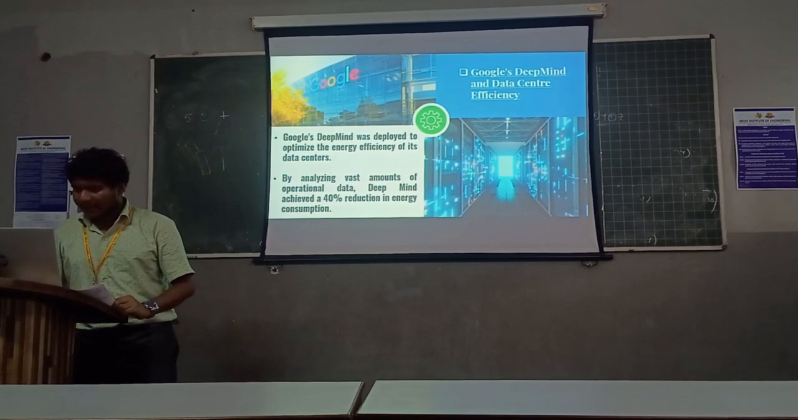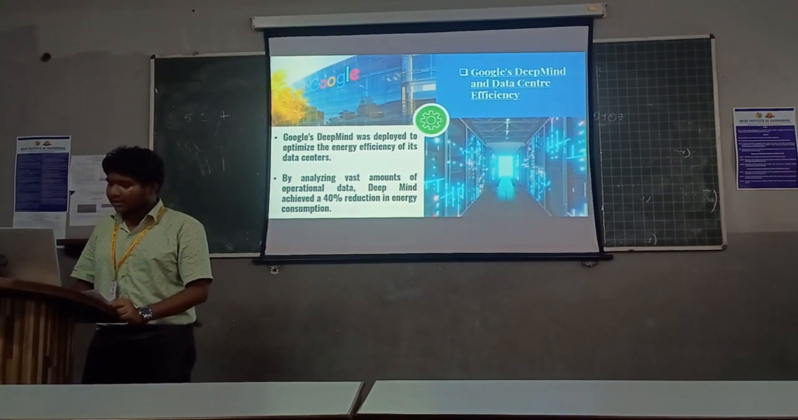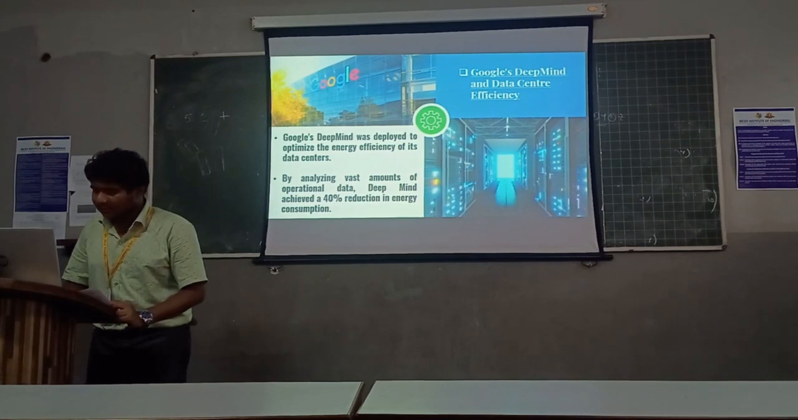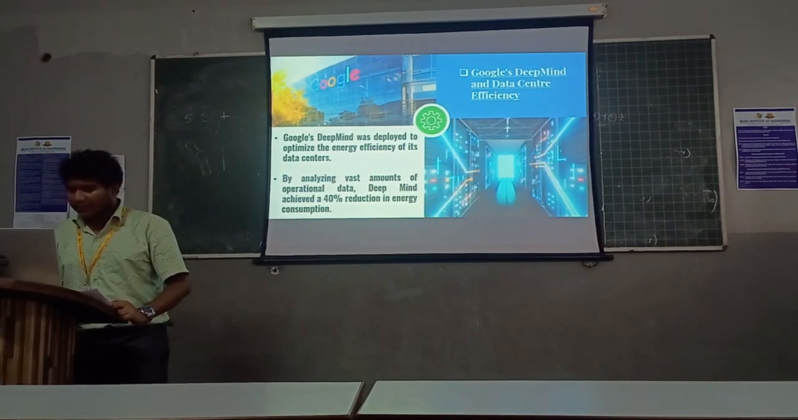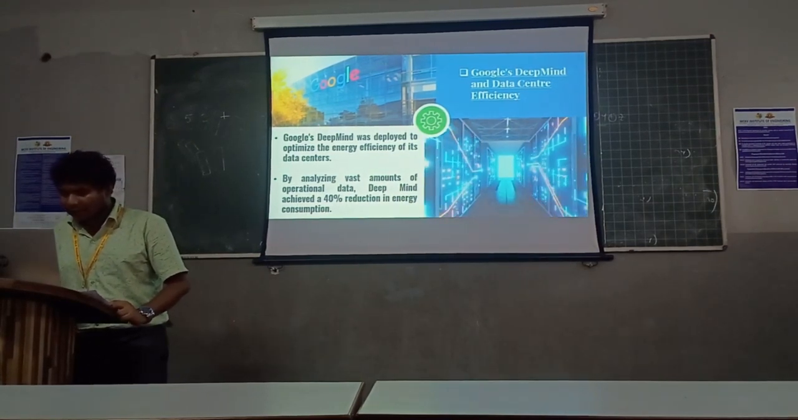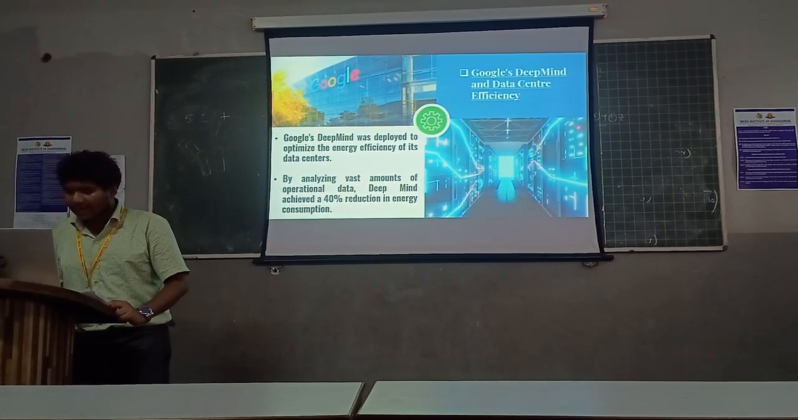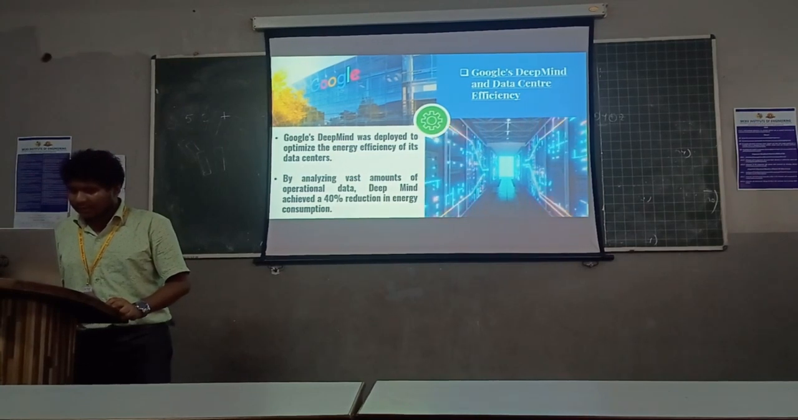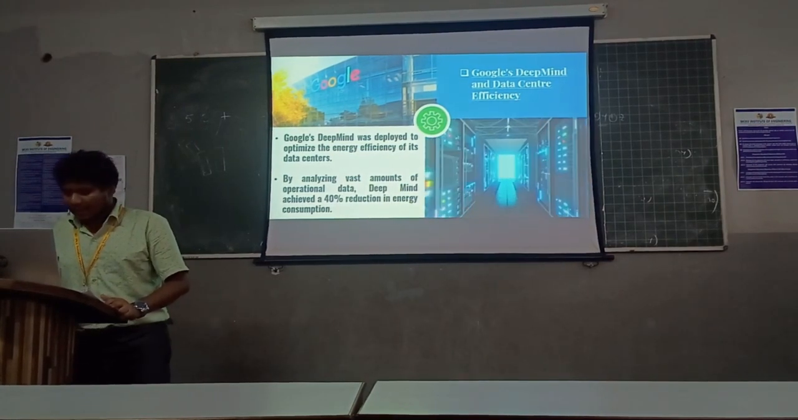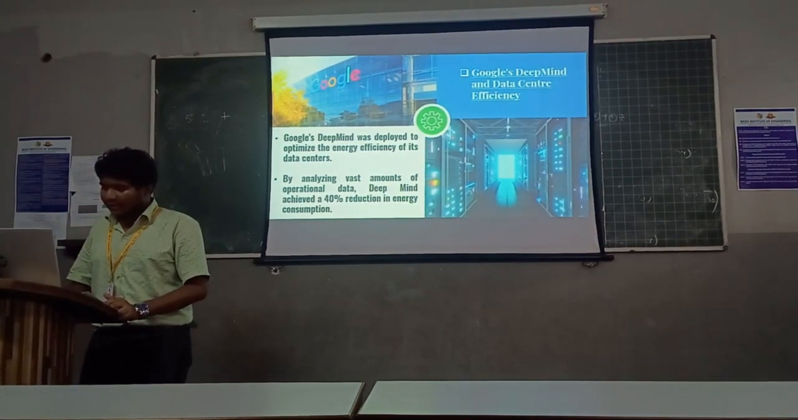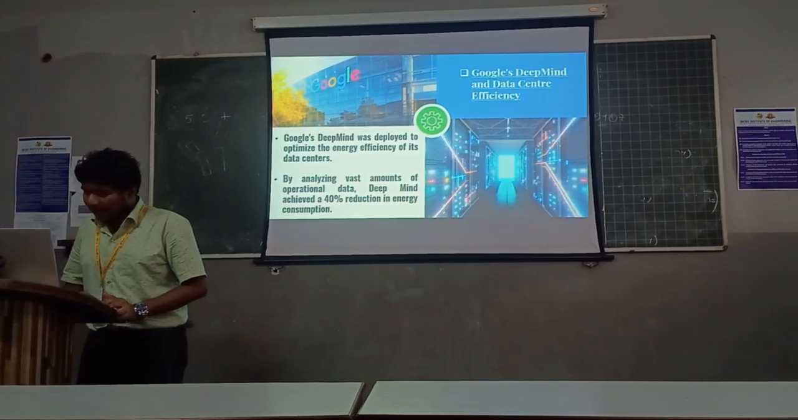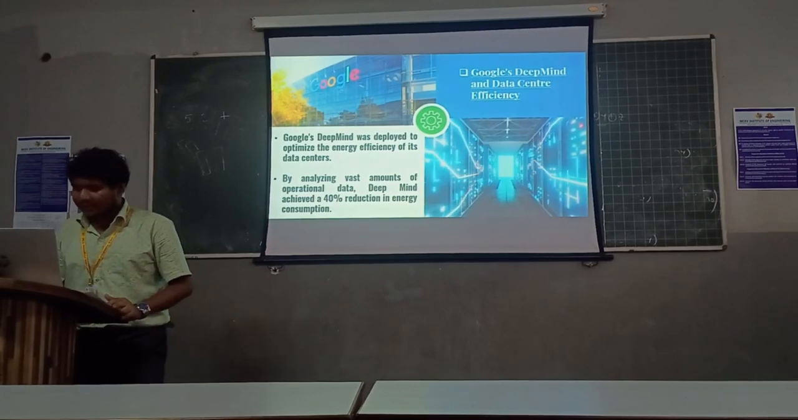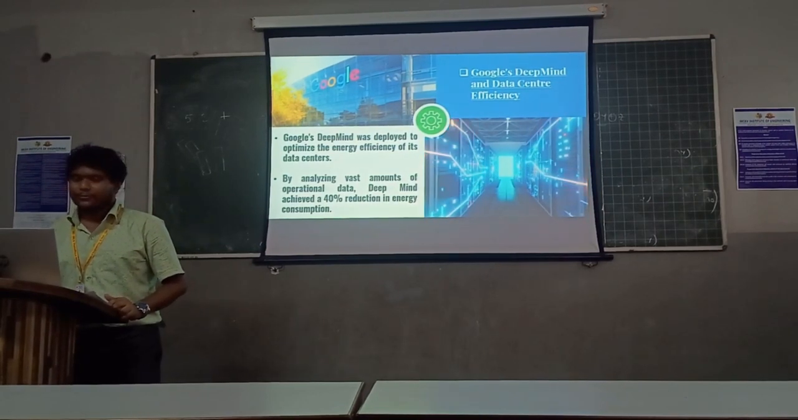Google DeepMind is a cutting-edge AI system developed to optimize the energy efficiency of its data centers. By analyzing the vast amount of operational data, DeepMind learns how to adjust cooling systems and optimize power usage, resulting in a 40% reduction in energy consumption. That exemplifies how AI and ML can be applied to data centers and large-scale computing facilities to significantly minimize the carbon footprint.